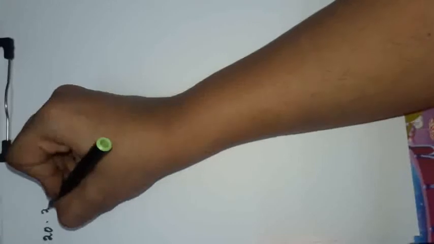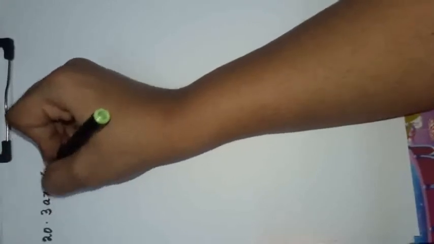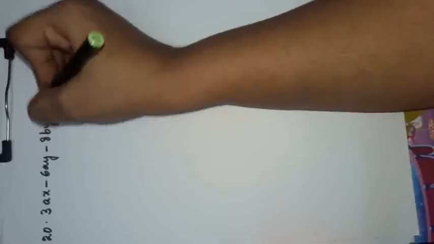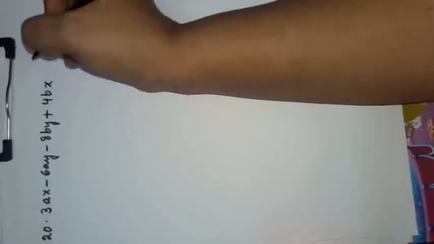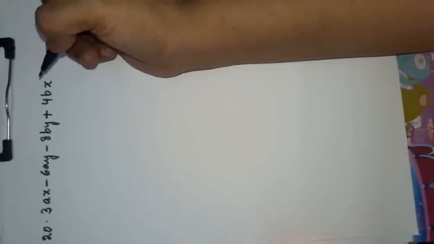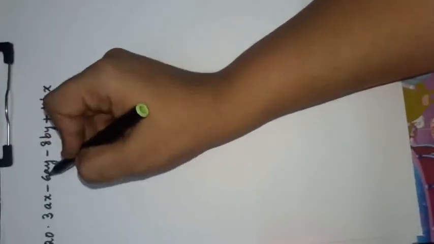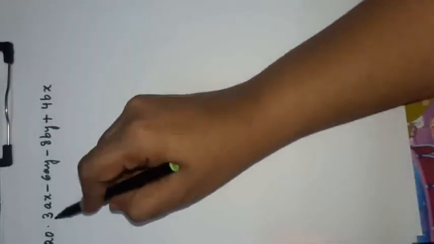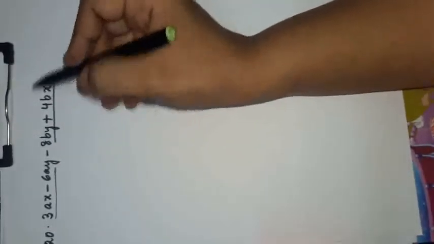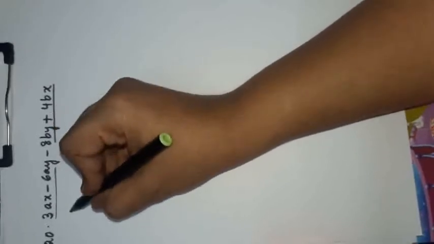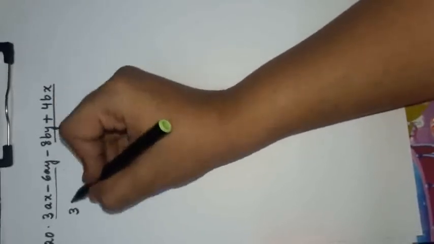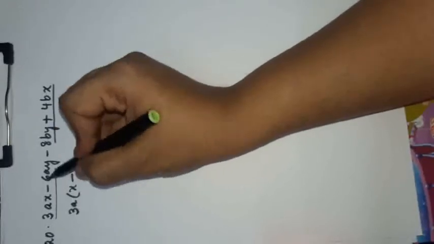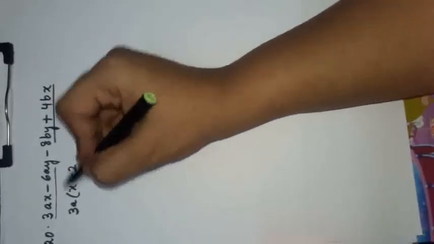Now 20th problem, 3ax minus 6ay minus 8by plus 4bx. Over here also it's very simple. See here 3 and 6 you can take together, then 8 and 4. So here this is one group, this is one group. Here 3 you can take common, then ax and ay, so a you can take, then here x is remaining, minus 3 2s are 6, then a already taken, y is remaining.